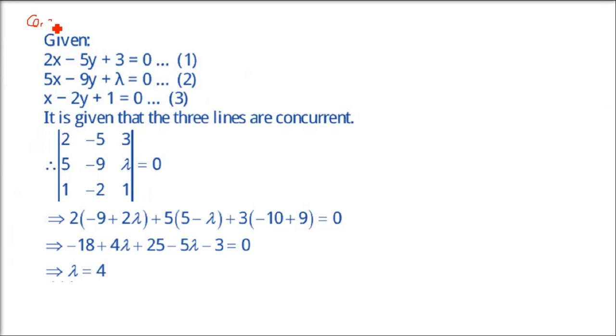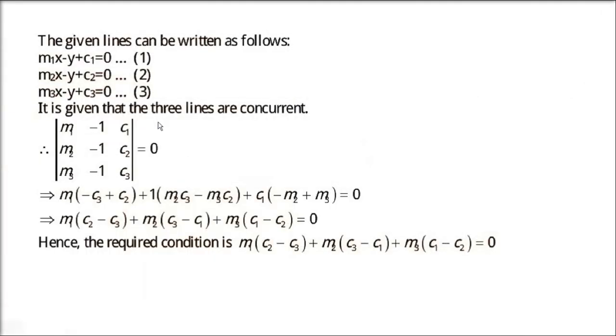This is the third question. Find for what value of lambda the 3 lines are concurrent. These 3 lines are given. One lambda is there, so a constant term is not there. And they are concurrent, so you have to put the determinant as 0. It is given that, so a1, a2, a3 are 2, 5, 1. b1, b2, b3 are minus 5, minus 9, minus 2, c1, c2, c3 are 3, lambda and 1. Take the determinant, put it to 0, you will get a value of lambda. Okay. So lambda is a constant, all others will be computed.